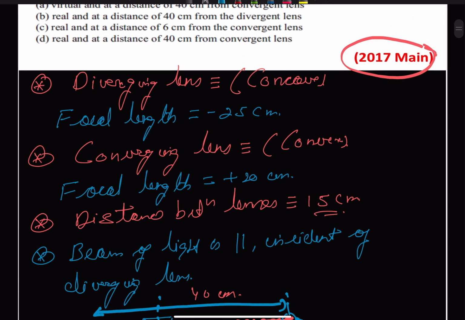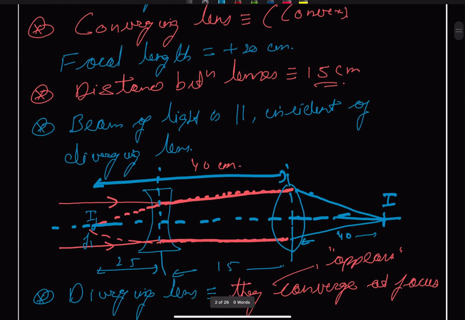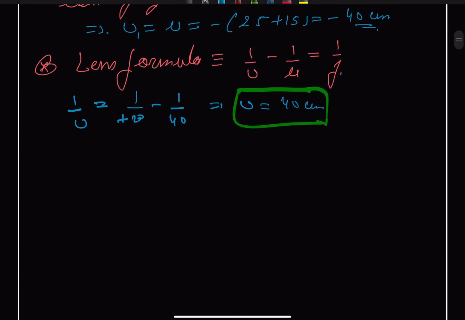And the option that is given says it is real, at a distance of 40 from the convergent lens. So option number D is the correct option. So you can say option D is correct.